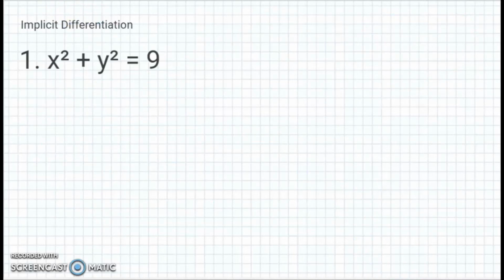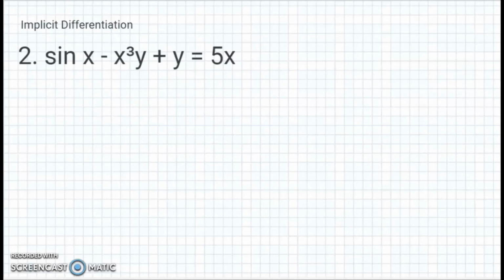So yun lang ang tatandaan nyo. Normal differentiation, like x squared, apply the rule, 2x, plus for y squared, apply the power rule, so 2y, but since it is a y term, you just have to annex dy dx. Okay, derivative of 9 is 0. And go to the isolation of the dy dx, because this is the derivative that we are looking for.